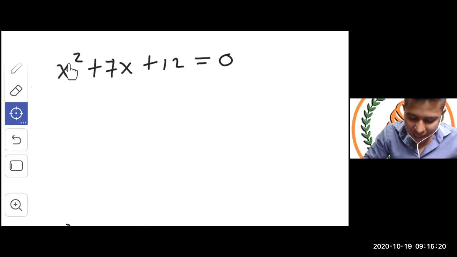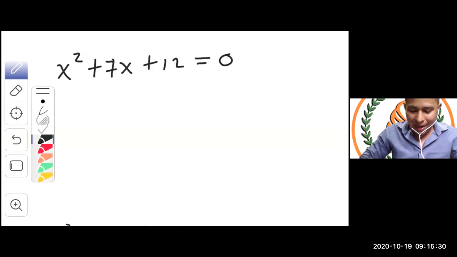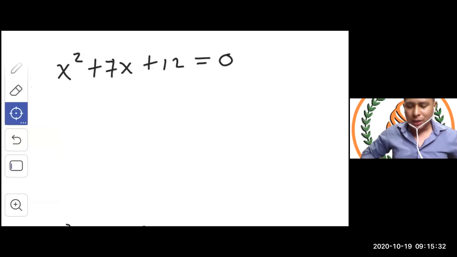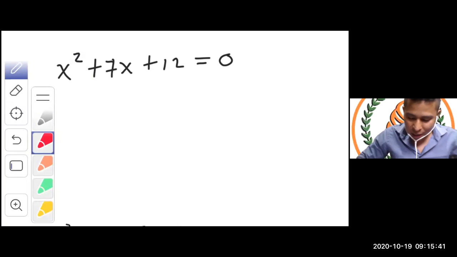Take a look here. You have x squared plus 7x plus 12. How can you represent this trinomial as a multiplication? You already learned how to do that, right? By factoring. Which method can we use, guys? We have different methods to factor this out. Which method can you use in this case? Big X method. Excellent. We can use the big X method.